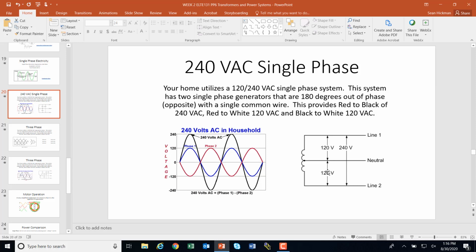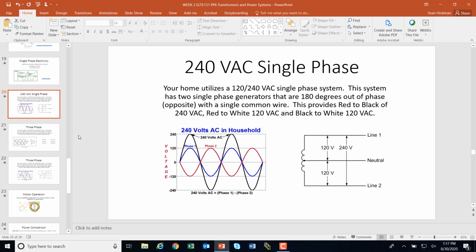But if I wanted 240 volts, what I could do is go from the black wire to the red wire. Instead of just coming to 0, I keep going all the way up to 120. So you add those two together, and you get 240 volts. You take phase 1 minus phase 2. So 120 minus a negative 120 becomes plus 240 across here, and that's what's showing between the black wire and the red wire. You have 240 volts. So that's how your house works. These were two 120s, but they were generated 180 degrees apart.